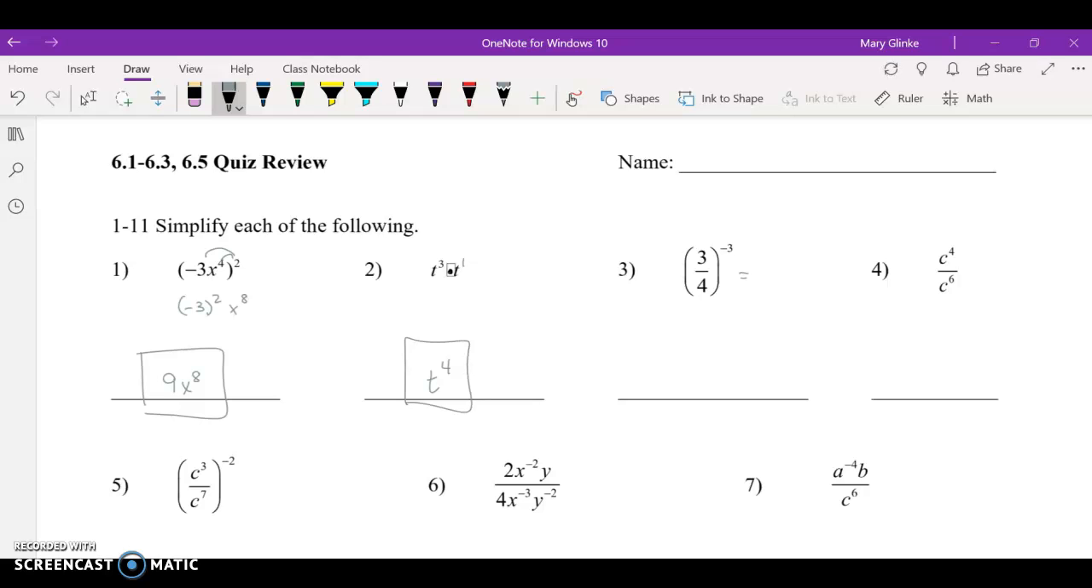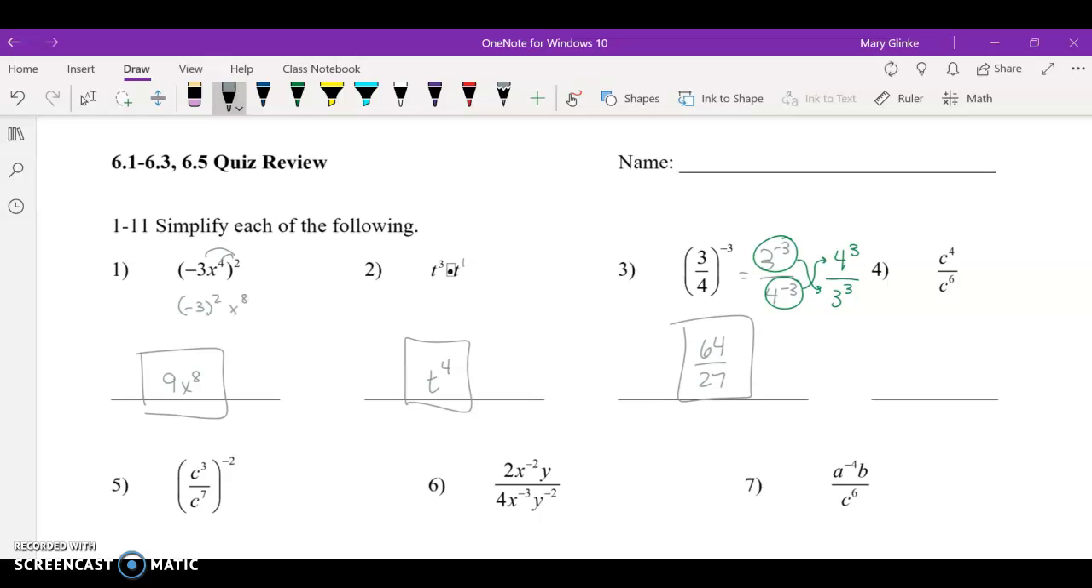For the next one, I'm going to raise each thing to the power. So it's going to be 3 to the -3rd and 4 to the -3rd. But then I'm going to say, wait, I can't have negative exponents. So I'm going to circle the negative exponents and I'm going to move them. So it's going to become 3 to the positive third in the denominator and 4 to the positive third in the numerator. And then I'm going to calculate what each of those are. So it's going to be 64 over 27.